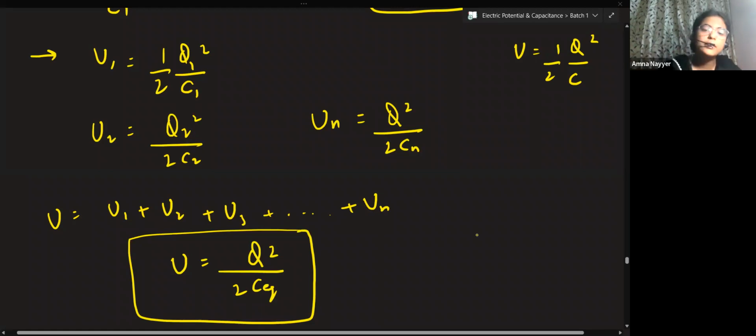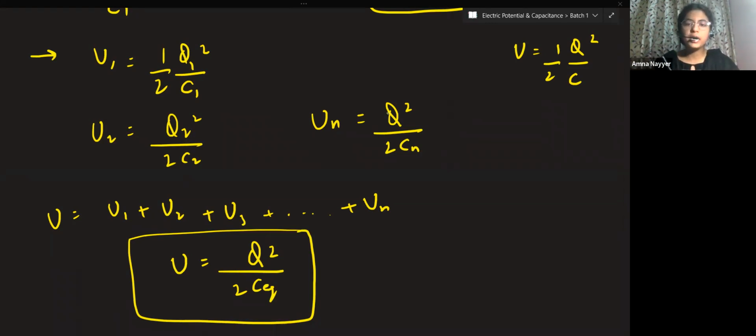Divided by 2, C equivalent. Whatever is the C equivalent that you have, the net equivalent. Whatever capacitances are connected in series, you are taking out an equivalent. All right, so this is the net energy of the whole system that you have.